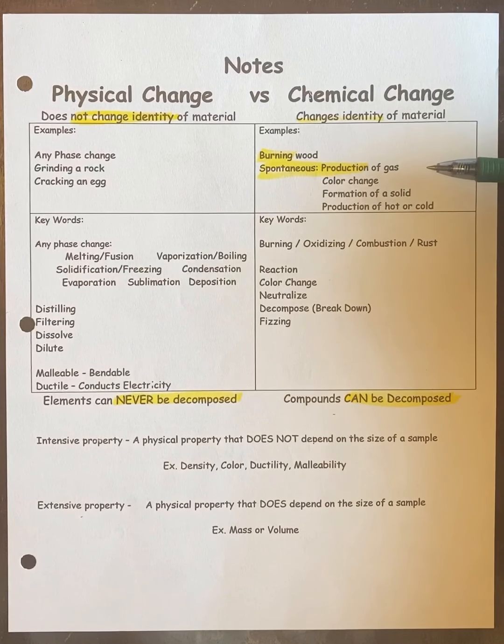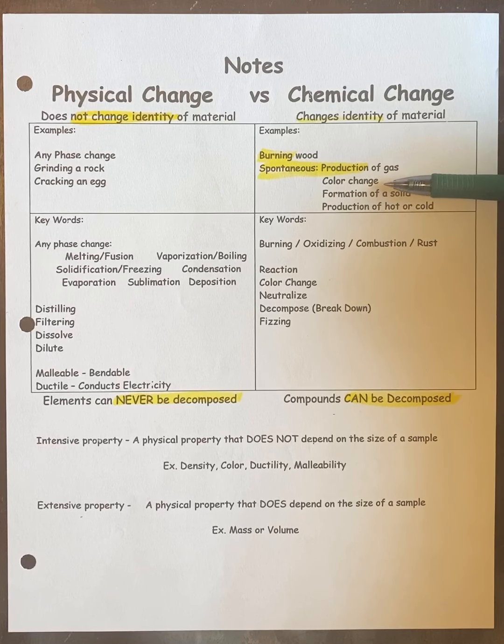An example would be if I mix Alka-Seltzer and water, I get that fizzing. Well, that fizzing is gas. That is a spontaneous production of gas. I didn't turn the temperature up of the water and boil the water to produce the gas. The chemicals in the Alka-Seltzer mixed with the water produced the gas on their own. I didn't do anything. We call that spontaneous production of gas.